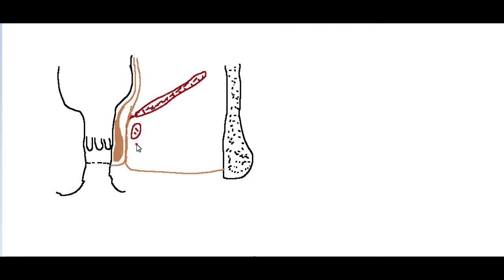Then this is the position for the external anal sphincter. They are three in number. And this is the skin, that is the lowermost part of the fossa.